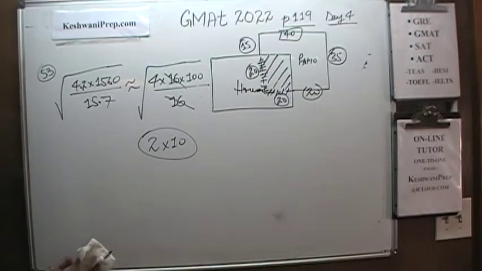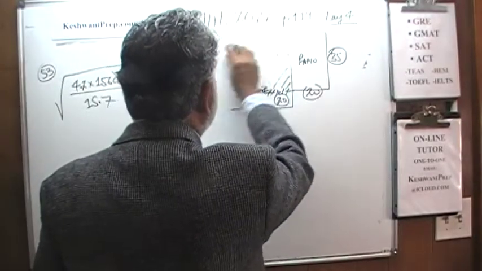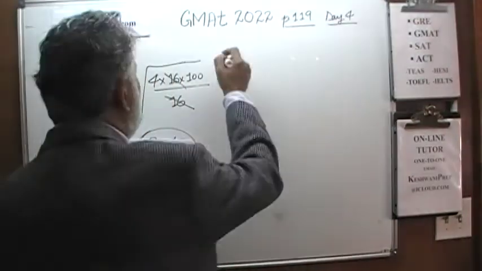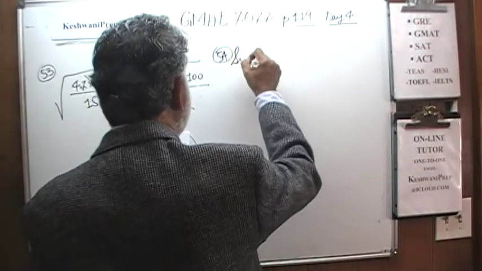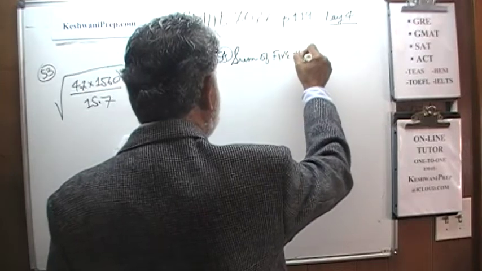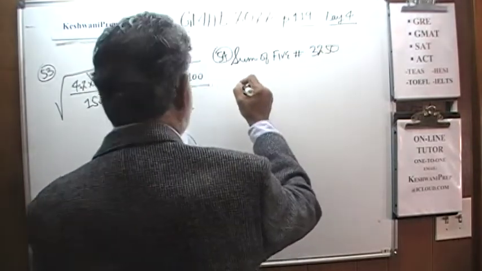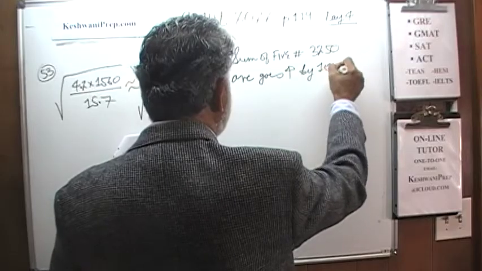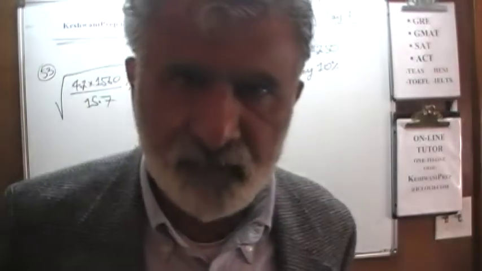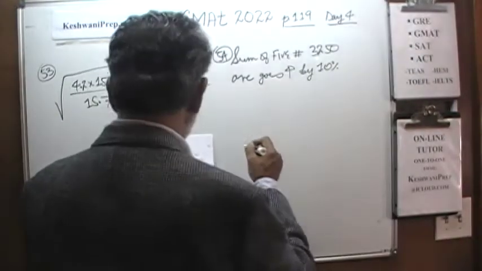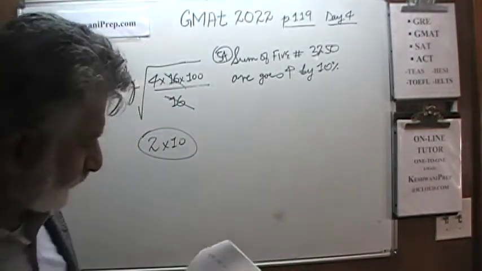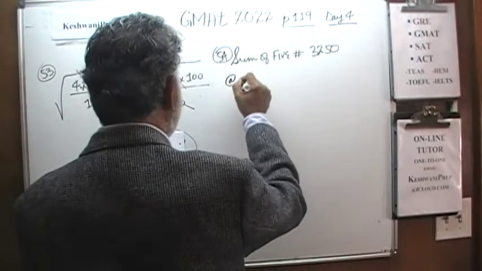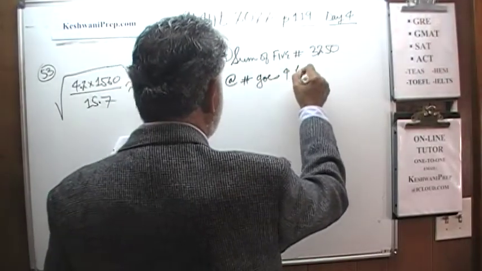54. Number 54. We are told that the sum of five numbers is 3250. The average, we are told, goes up by 10%. The average of these five numbers, we are told, goes up by 10%. The question is, or rather, I miswrote it, let me rewrite it, let me start again. We are told that each number goes up by 10%.